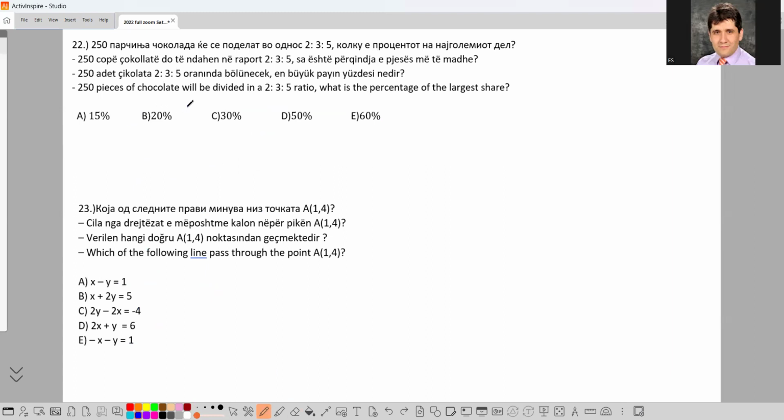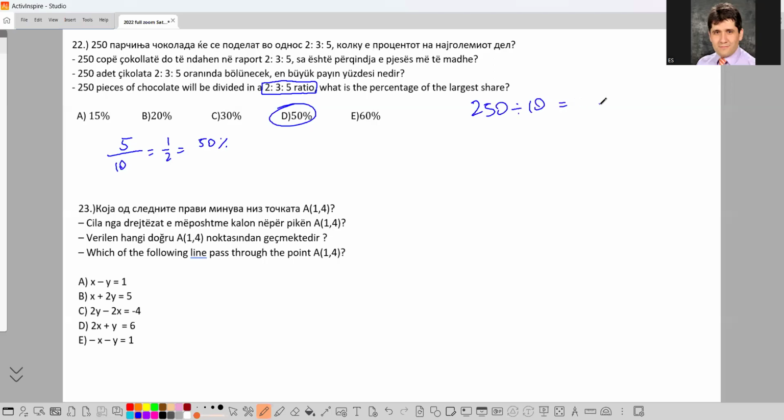250 pieces of chocolate will be divided into the ratio 2 to 3 to 5. What is the percentage of the largest share? We can go directly to the answer here. Just looking at the ratio, how many portions does the largest share get? Well, it gets 5. Out of how many portions in total? Because these portions will be all equal, that's 10. So 1 over 2, which means 50%, right? So it gets 50%.